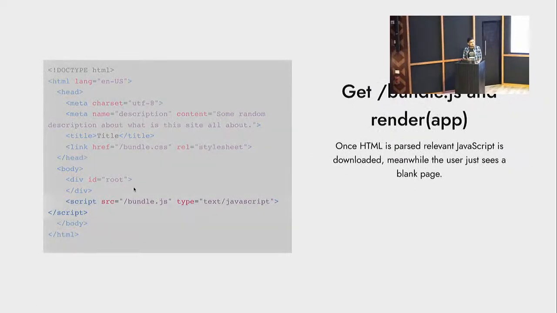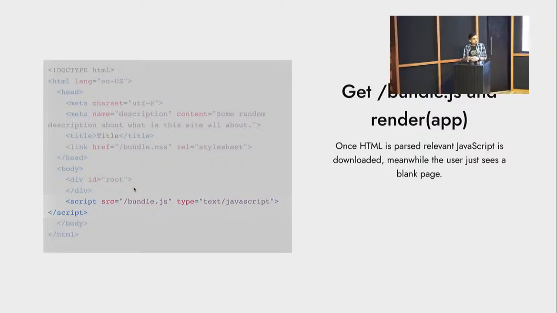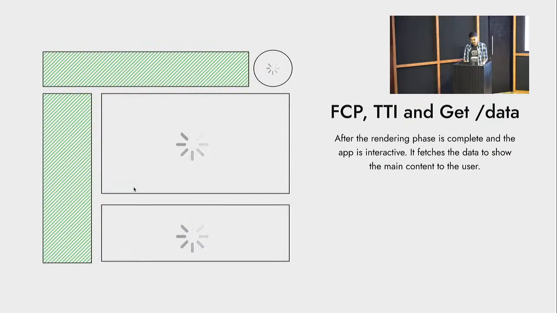the browser parses the HTML, it starts downloading the JavaScript. While the JavaScript is getting downloaded, the users just see a blank page, which is not good, but that's how client-side rendering works. And once the JavaScript is downloaded, we then render the app. Once the app is rendered, then we have our first contentful paint, and then time to interactive sometime after that.